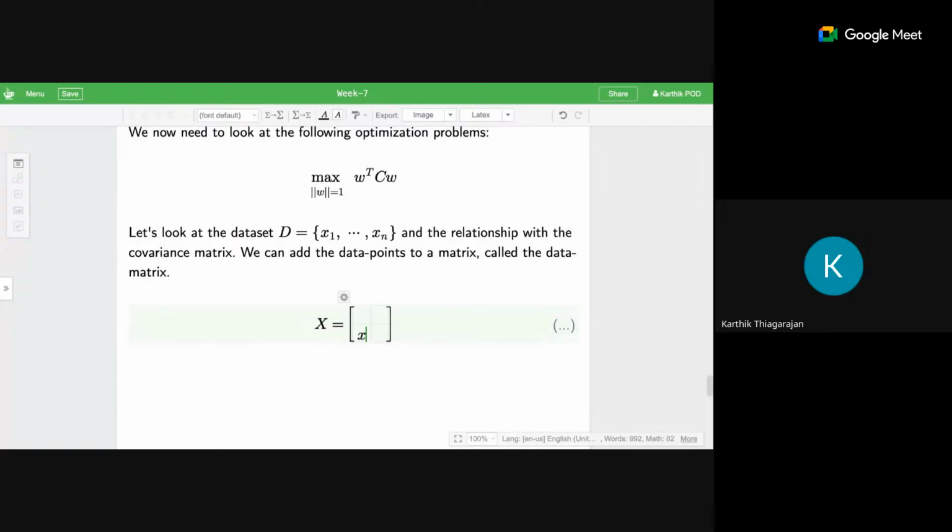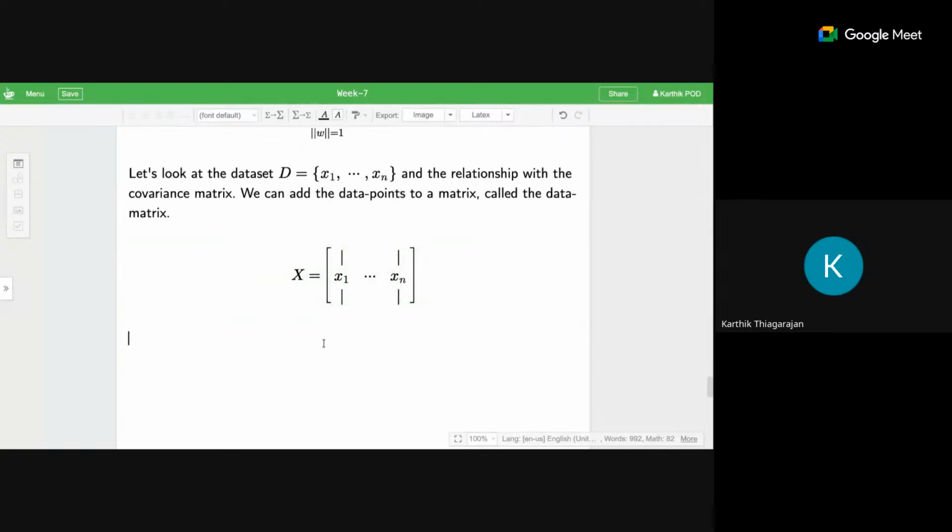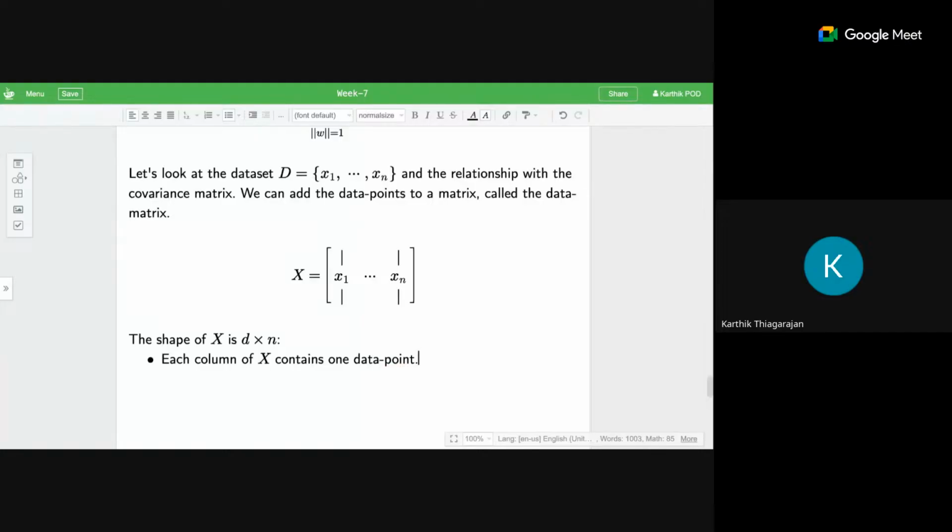So what are we doing? We are adding x1 here as the first column. Okay, so this is the first column. And x2 second column, x3 third column, so on till xn. Okay, so now the shape of x is d cross n. So why is this d cross n? Each column of x contains one data point. So therefore, every column will have d entries, right? And there are n columns corresponding to the n data points, right?